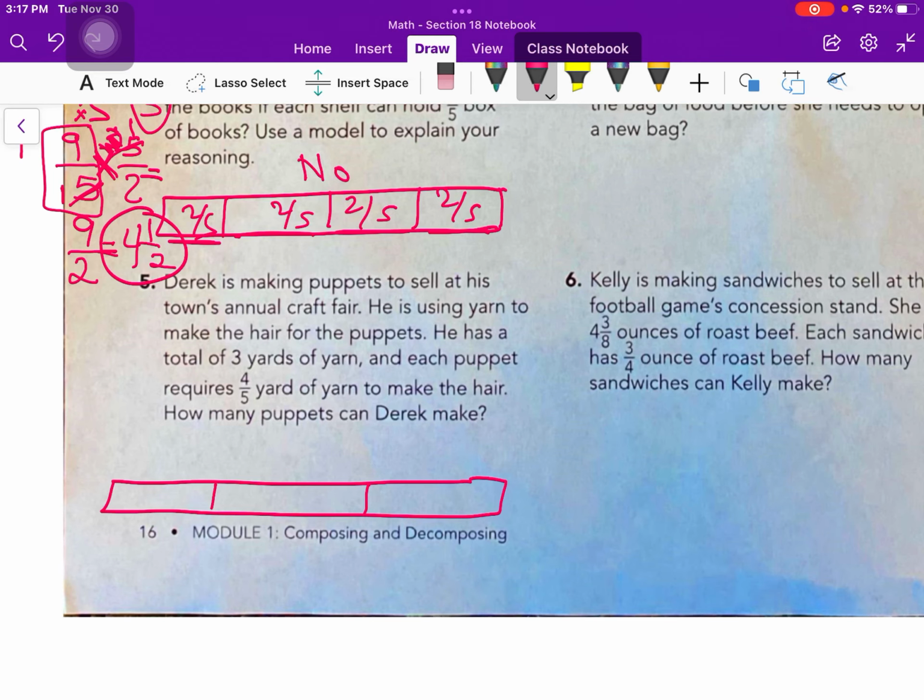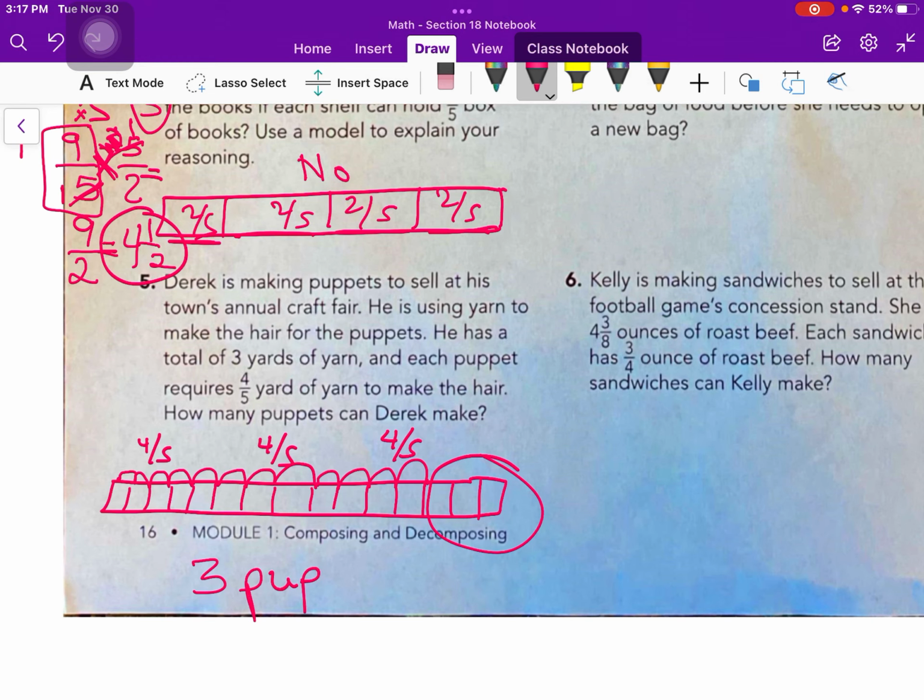Well, each of these thirds has to divide into fifths. 1, 2, 3, 4, 5. Okay, so they're into fifths, and I have to take 4 of them at a time. 1, 2, 3, 4. That's 4/5. 1, 2, 3, 4. That's 4/5. 1, 2, 3, 4. That's 4/5. Ooh, and I only have 3 left over. So how many puppets will he be able to make? He will only be able to make 3 puppets.